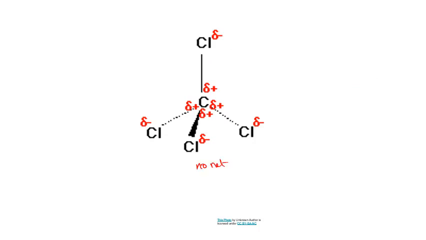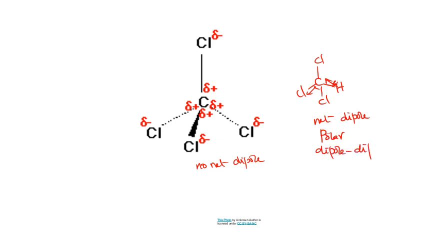No net dipole. Whereas if you remove one of the chlorines here and replace it with hydrogen, we will have a net dipole in this case because we don't have dipole moments that cancel for this one, right? So we will have a net dipole in this case, and this molecule is going to be polar, and there will be dipole-dipole interaction in this molecule.